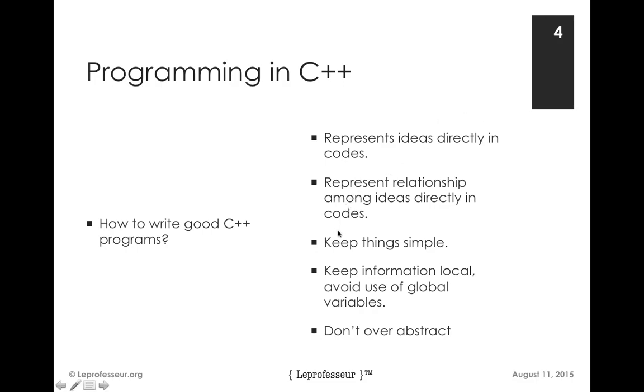Second, represent relationships among those ideas directly in the code. What does it mean? The relationship between two different kinds of objects. So you can write a function. For example, you and your friend: you want to give this book to your friend, so you can write a function, give book to him, and you want to receive some money from your friend, so you can write a function, receive money from my friend. Isn't it simple?